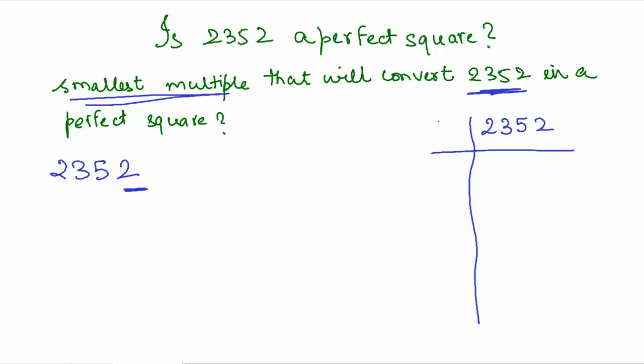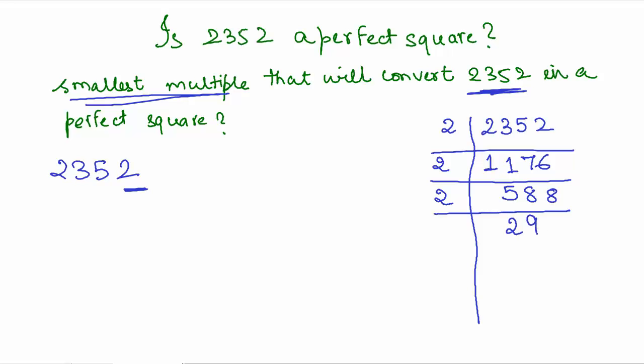So we start with 2. 2 times 1 is 2. 2 times 1 again gives me 2. 2 times 7 is 14, and 2 times 6 is 12. So we can further divide 1176 by 2. So we have 2 times 5 is 10, 2 times 8 is 16, and we get 588. Again we can further divide this by 2. So 2 times 2 is 4, 2 times 9 is 18, and 2 times 4 is 8. We can still divide this further by 2. So 2 times 1 is 2, 2 times 4 is 8, and 2 times 7 is 14.